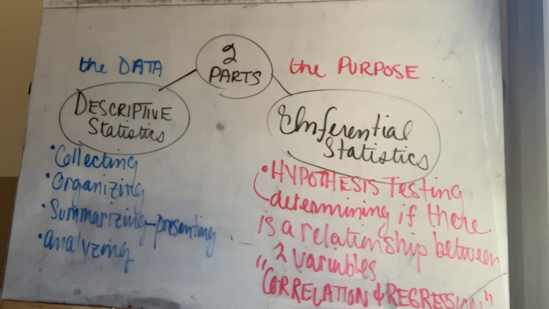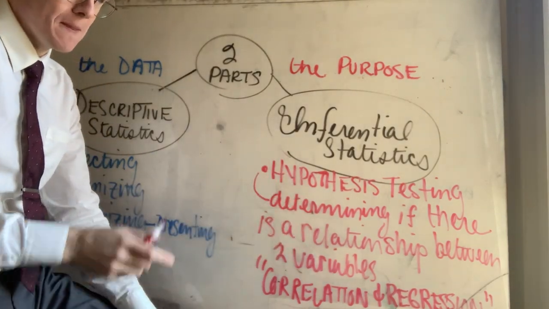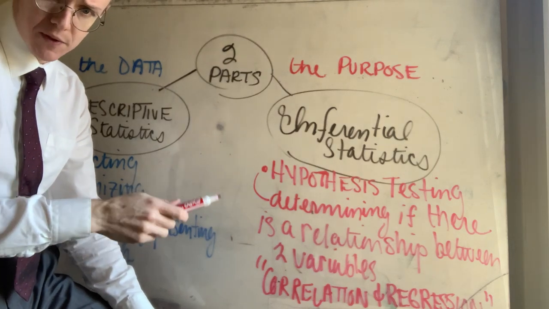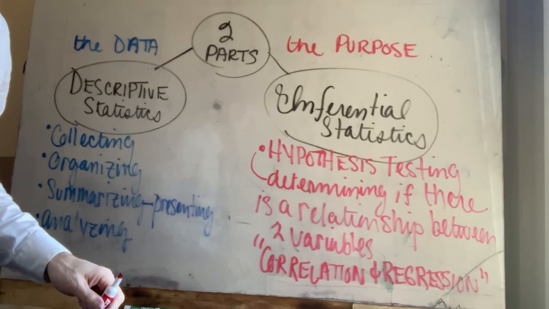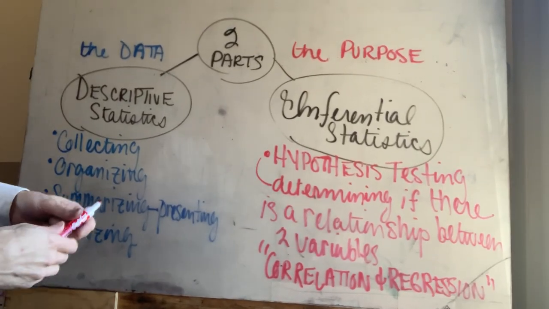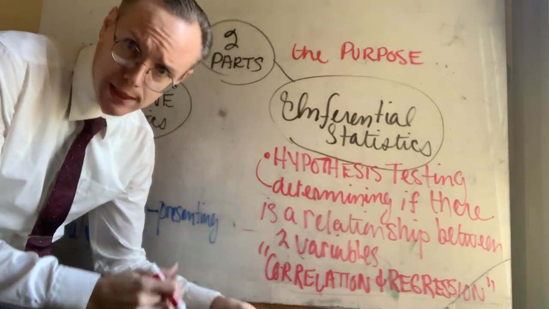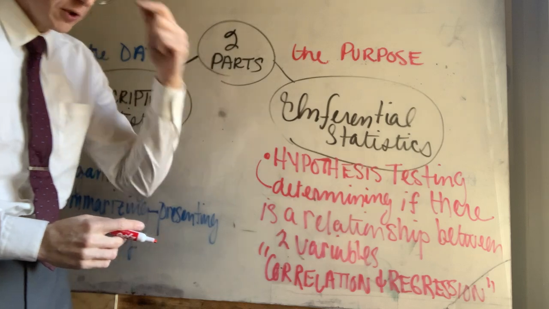You may have heard that phrase, correlation is not causality. Correlation is when two things occur simultaneously. One is not the cause of the other, but they happen to come together. Regression is basically the equation that illustrates that there is, in fact, a relationship between two variables.